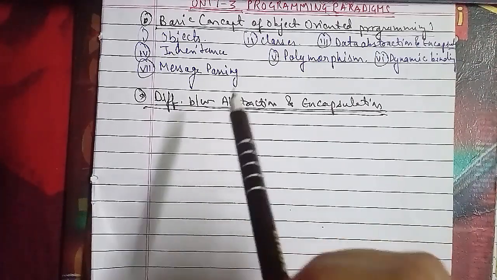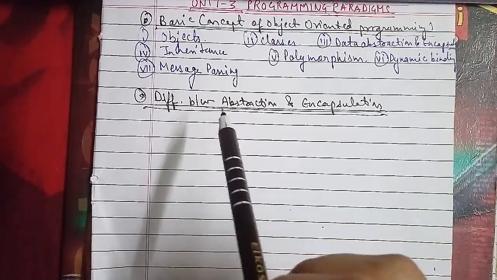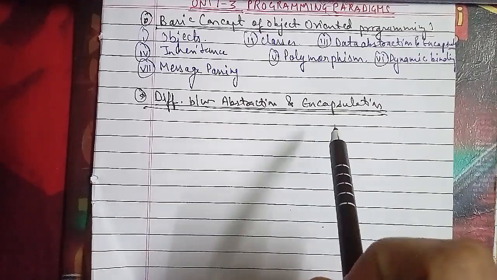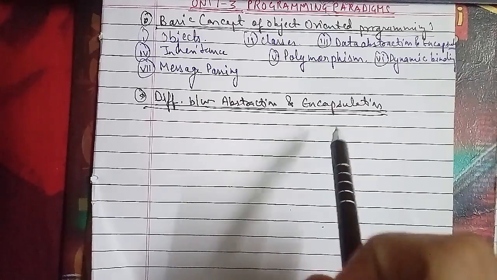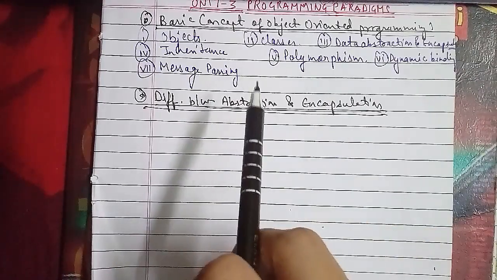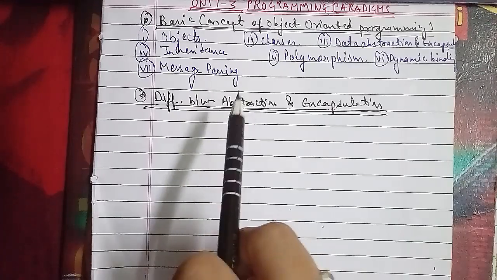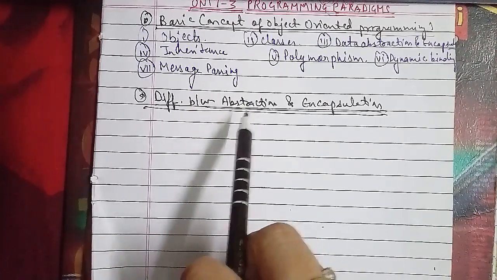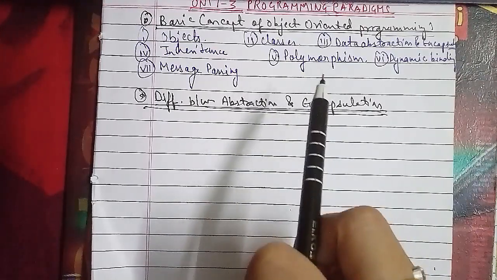The third one is that abstraction lets you focus on what the object does instead of how it does it. Encapsulation means hiding the internal details or mechanism of how an object does something. Abstraction is what is required to be known, and how it works, how it performs, that is encapsulation.